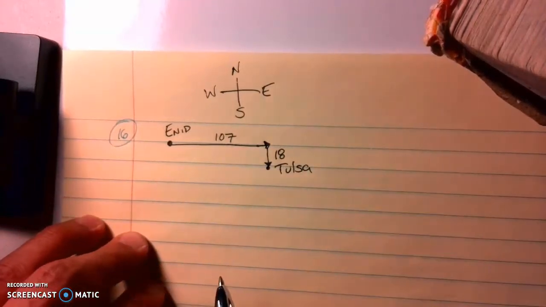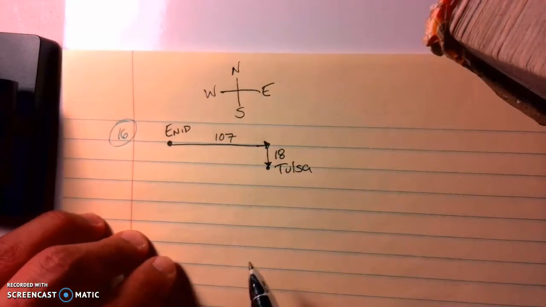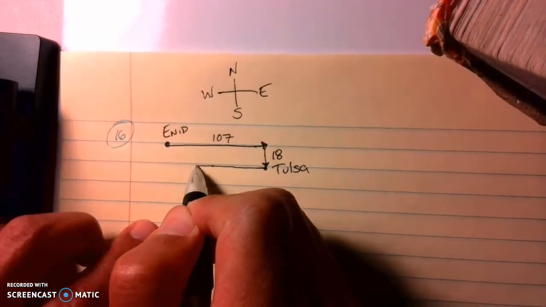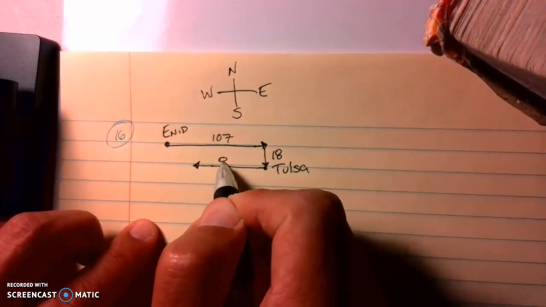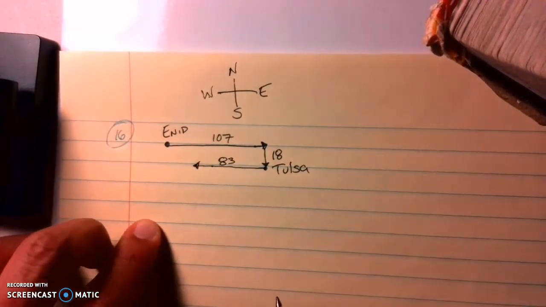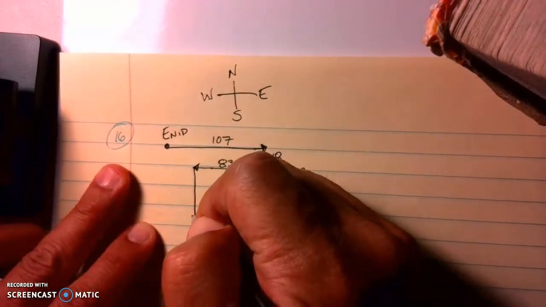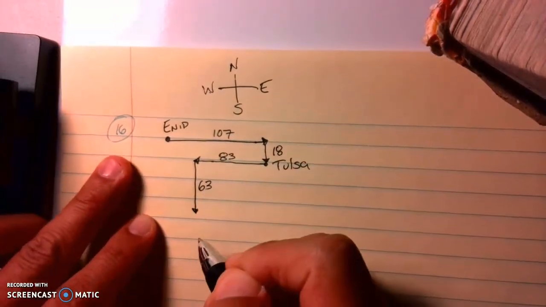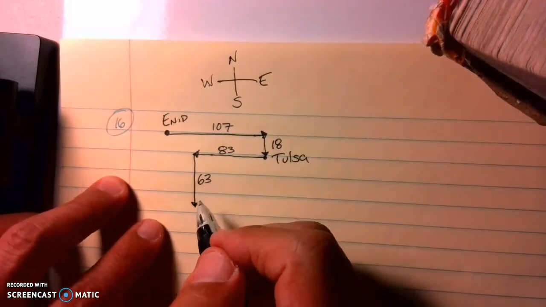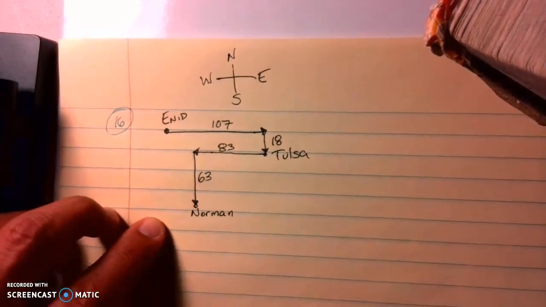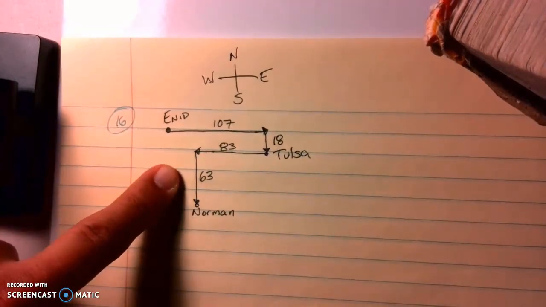From Tulsa, they go to Norman, which is 83 miles west. And of course, west means you go this way. Not quite as far as 107, so you go this much. I'll go 83 there, and then 63 miles south. So still going downwards, 63 miles south. They end up in a city called Norman. So one, they ask for the diagram, and that's pretty much what the diagram would look like.